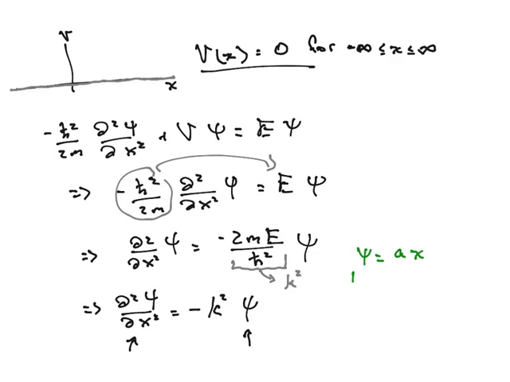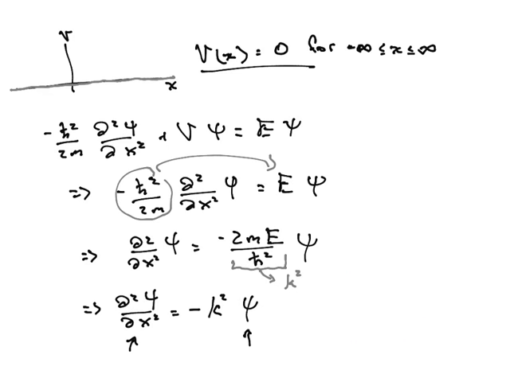Well, let's see. If I take one derivative of psi with respect to x, what would I get? I get a, and then I'd take a second derivative of psi with respect to x, and I'd get 0. So does this work? Taking two derivatives of psi with respect to x should give me the same thing back, a times x, but with a negative sign and some other constant in front. Well, no, this doesn't work. So it can't be that. So it can't be a times x.